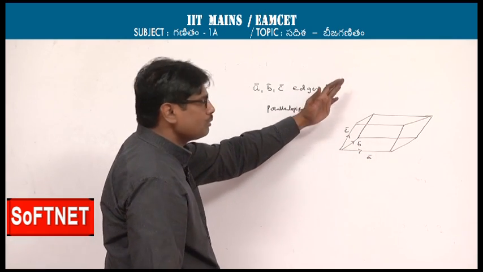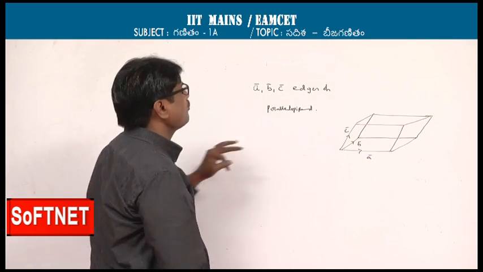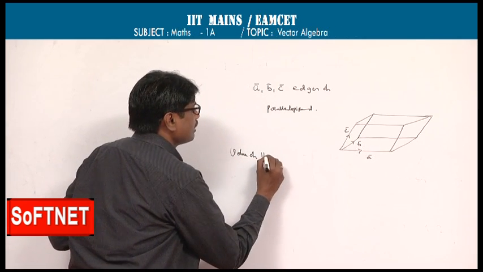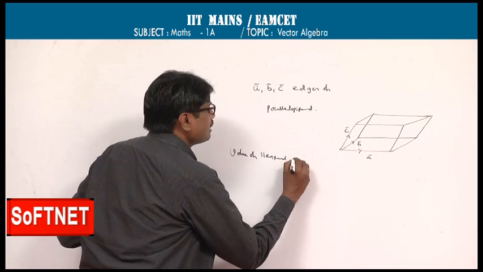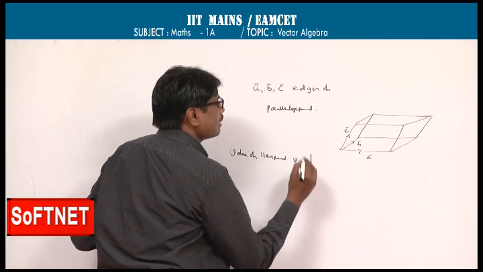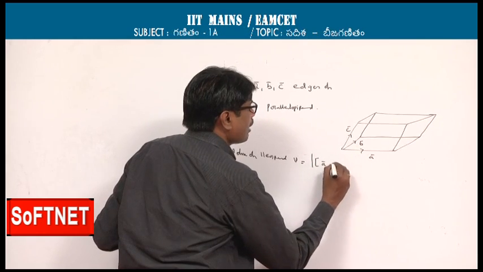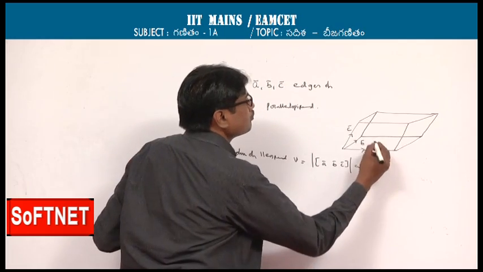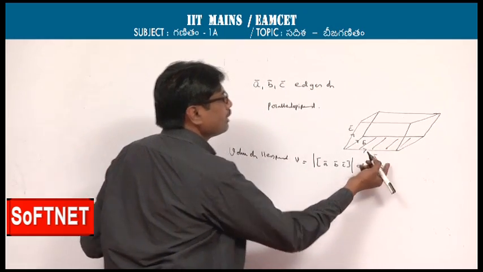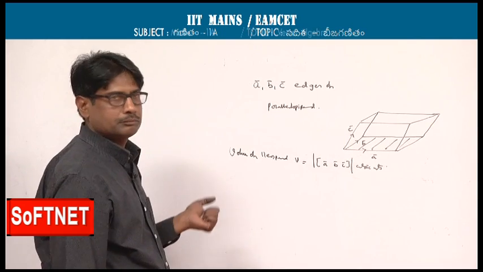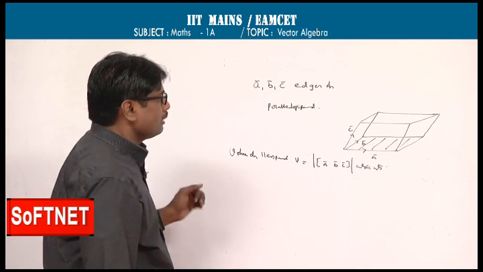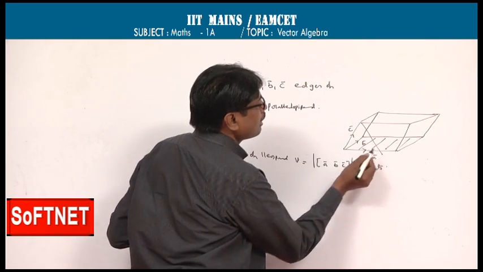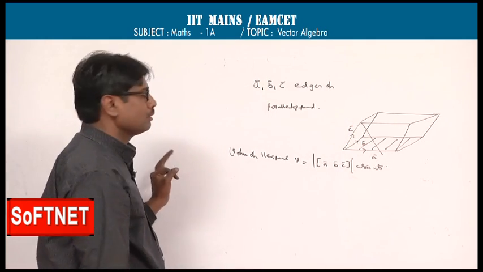Its base area into height gives the volume of the figure. So the volume of the parallelepiped will be V is equal to modulus of box of A bar, B bar, C bar cubic units. Base area into height, A cross B dot C. And if you cut one sixth part of this parallelepiped, then it becomes a tetrahedron.